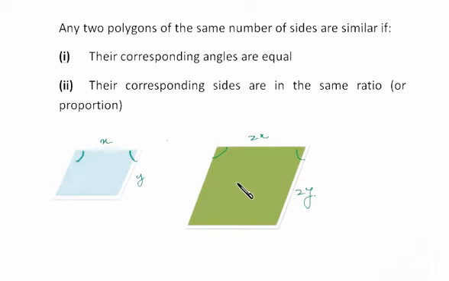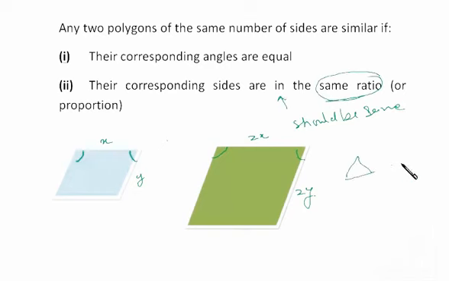Okay. So what is the basic condition of similarity? Corresponding angles should be equal and their corresponding sides should be in the same ratio. In case of congruency, their corresponding sides should be the same, right? And here the corresponding sides are in the same ratio, right?